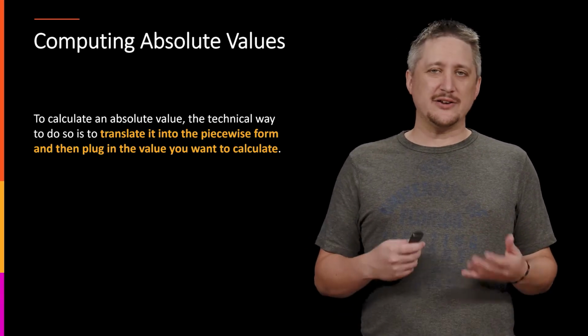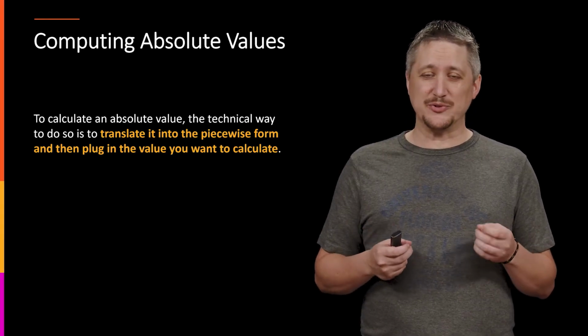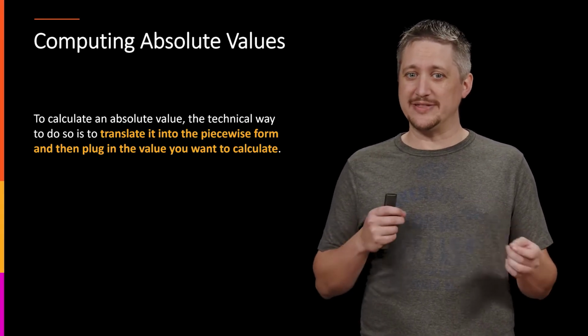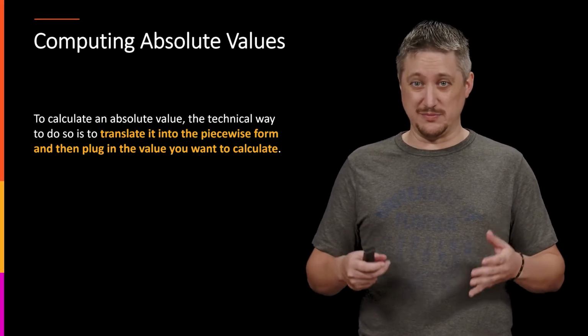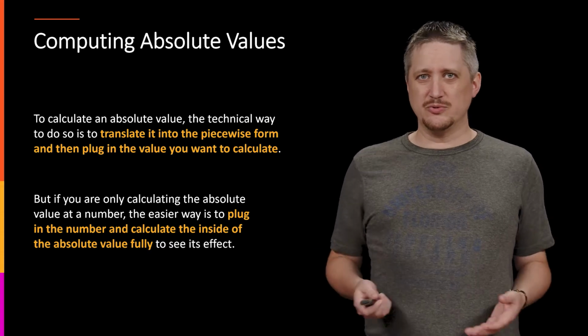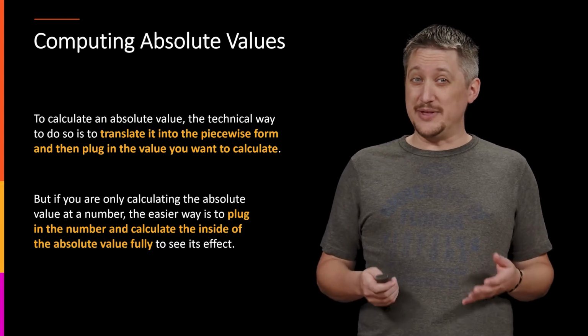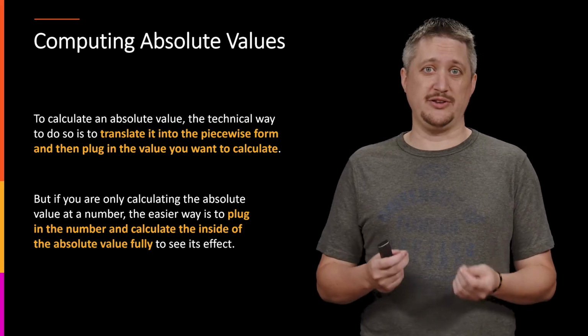Hello. So in this video, we're going to be talking about computing absolute values. Now, strictly speaking, technically speaking, you're supposed to translate it into that piecewise form and then calculate it, for reasons about function manipulation. But the reality is that there's no real reason that you actually need to do that in practice if you have some specific number that you're using.